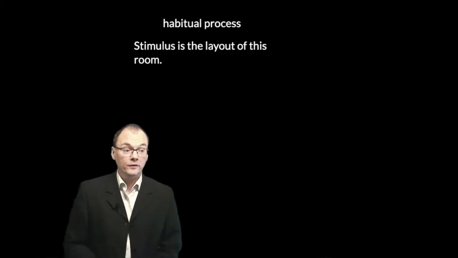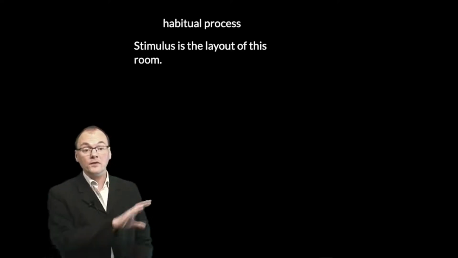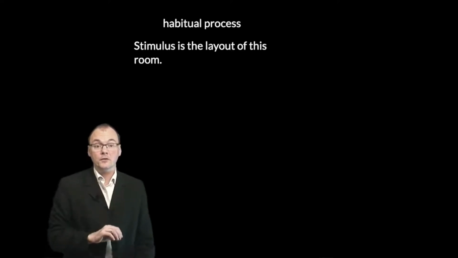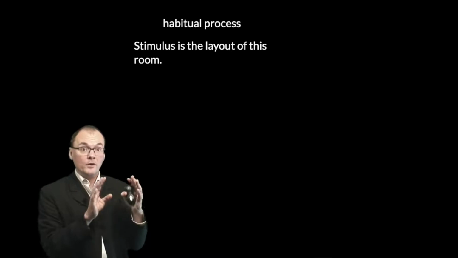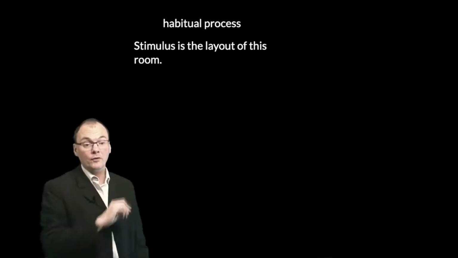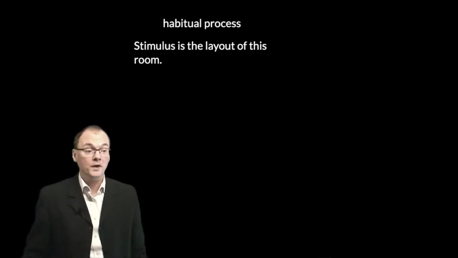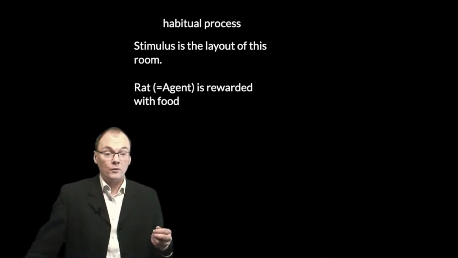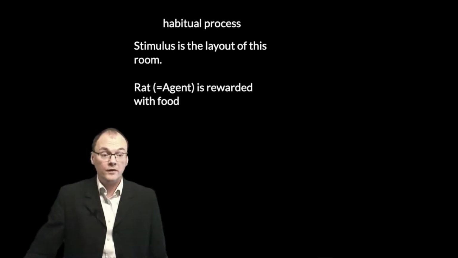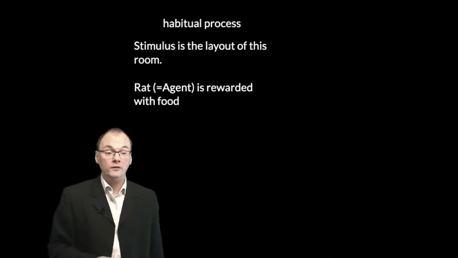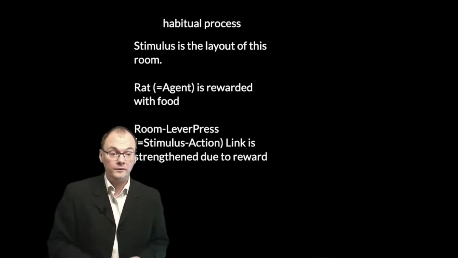So start with the habitual process. We need a stimulus. In this case, I'm just going to say the stimulus is the layout of the room. Exactly what the stimulus is will be quite difficult to work out here, but we won't go far wrong if we assume that it's the layout of the room with the lever in it. We also need a reward, and in this case the reward is the food, and of course the rat is the agent in question. So we're just filling in our definition of habitual processes with some details here.